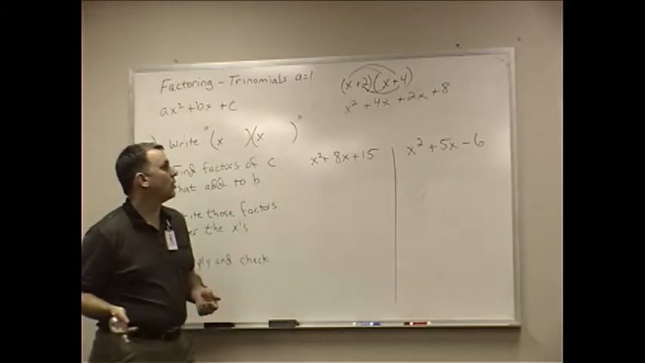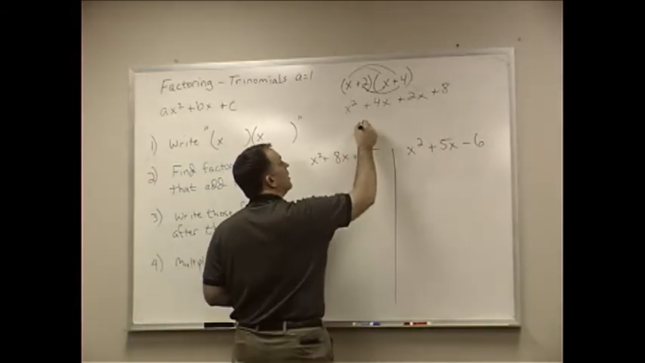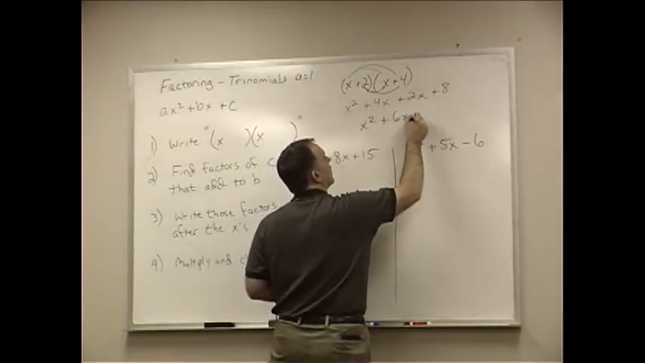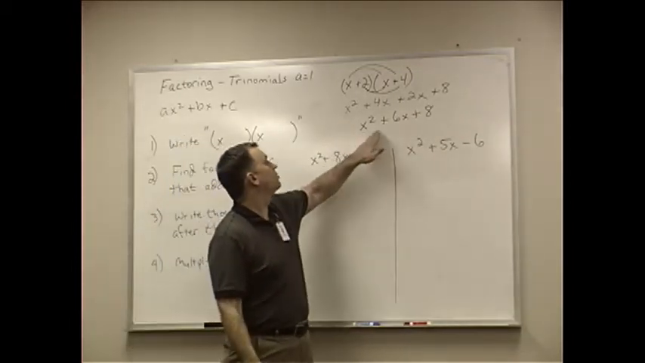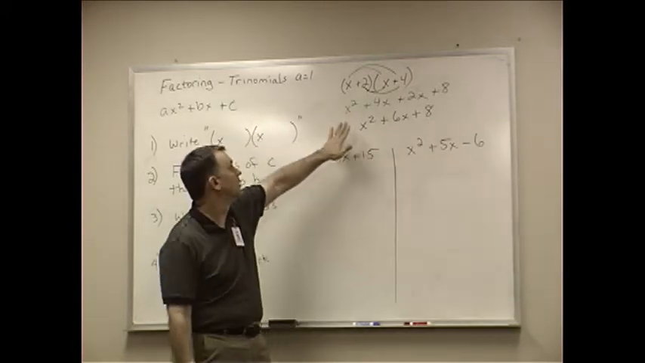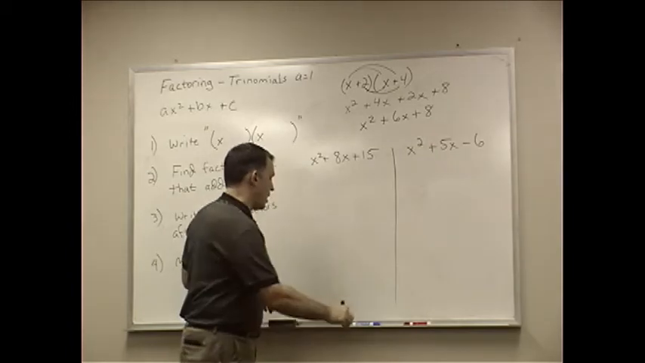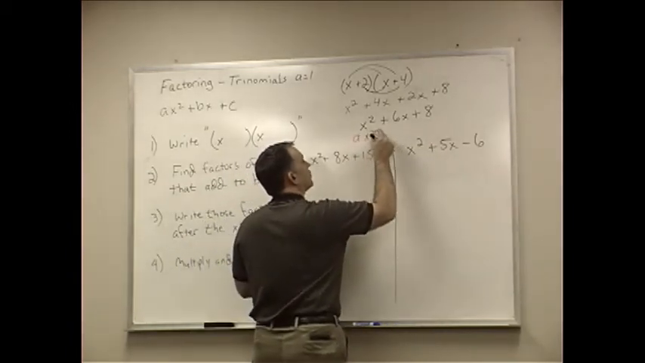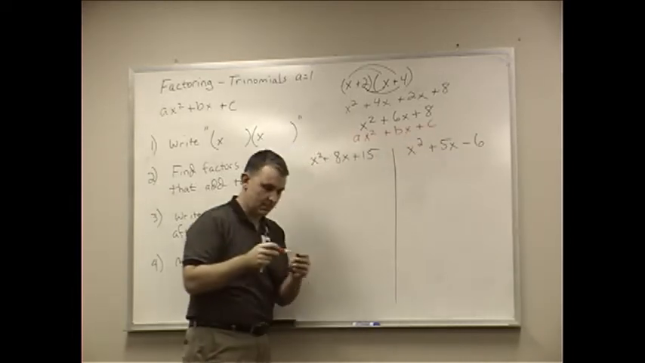We're not done with this because we've got to combine these middle terms. That gives me x squared plus 6x plus 8. Now I want you to examine this. I've got x squared plus 6x plus 8, 3 terms. And I want to write underneath it ax squared plus bx plus c.